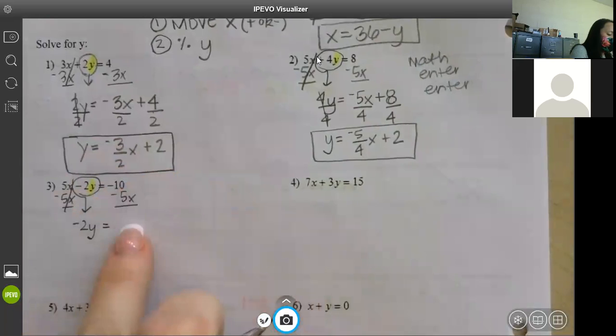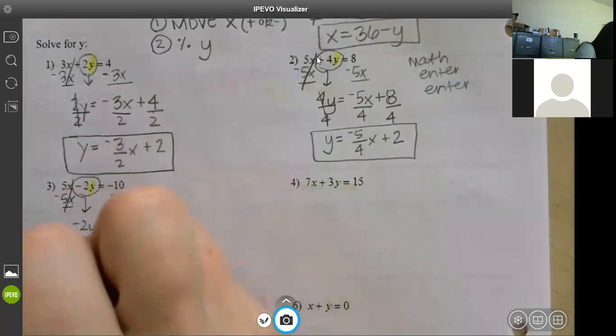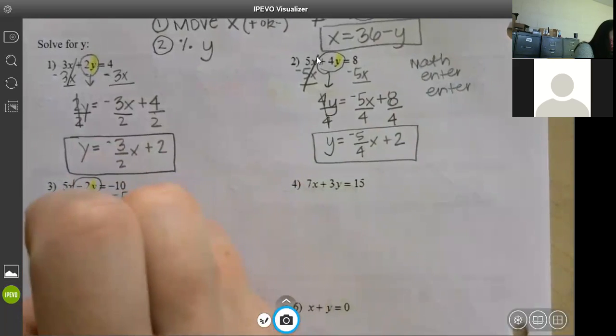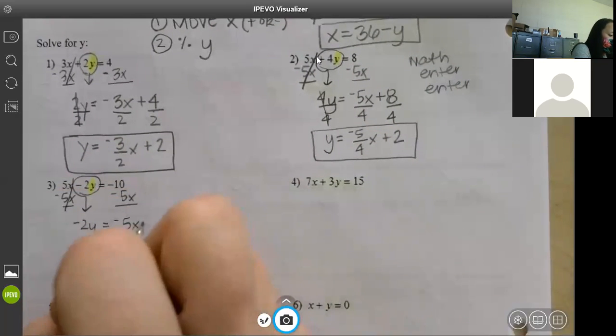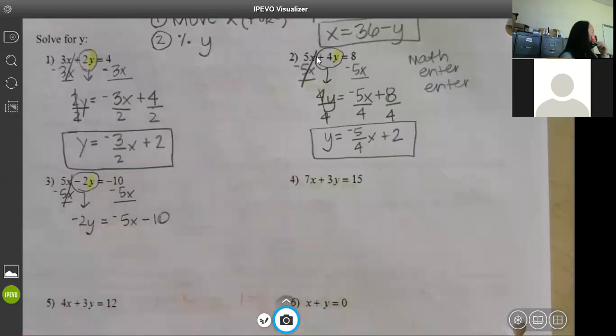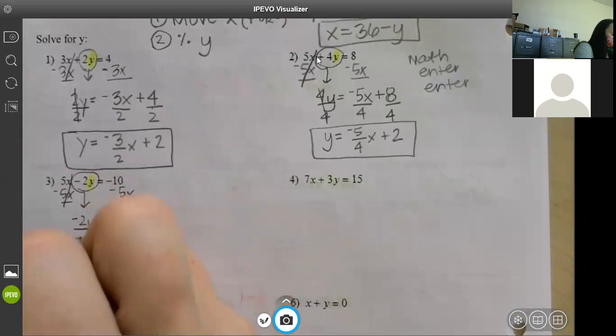What do we write first on this side? Negative 5x. And then what do we have on top of that? So write a negative 10 or a minus 10. Perfect. You do the same step. How do I get y by itself now? We're still dividing, but this time it's just by a negative.